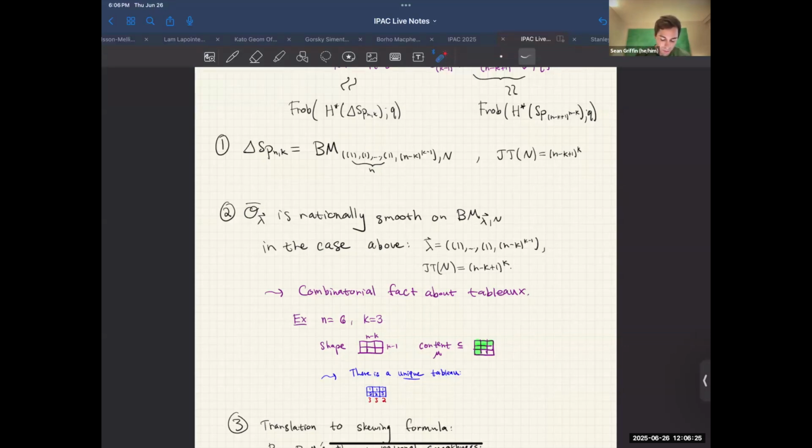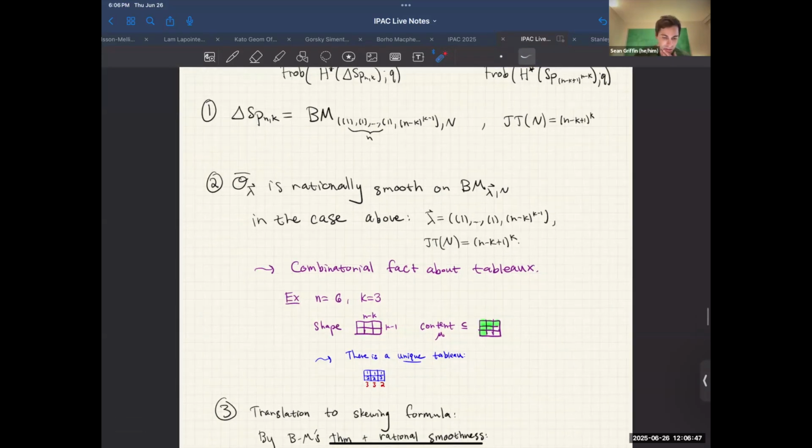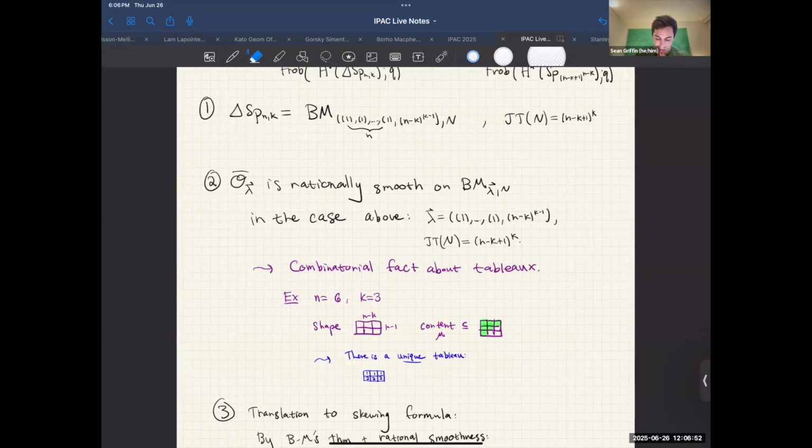But for example, if you have a tableau of a rectangular shape and you allow your content to be inside of the rectangle with one extra row, so basically just restricting the length of the content, then there's a unique tableau with that shape and content. So here it is in that case: content 3, 2, 1, and shape this rectangle. There it is. It's a fun exercise to figure out why in general.